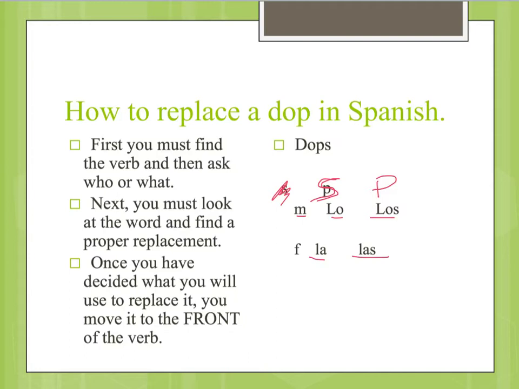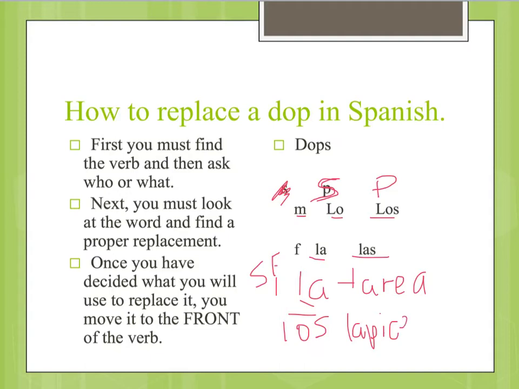So if the word that we were talking about, for instance, is la tarea, it is singular and it's feminine. We know this by looking at the la. If our word, for example, were los lápices, it is a word that is masculine and plural, and we can tell this by looking at the los in front of it.